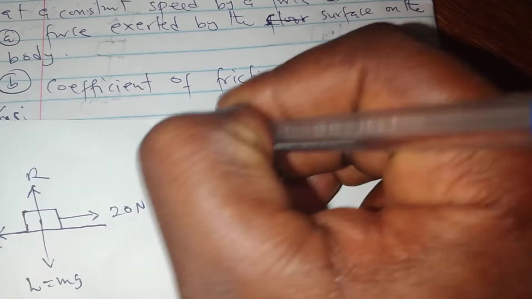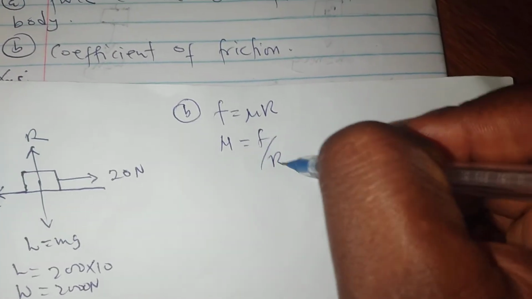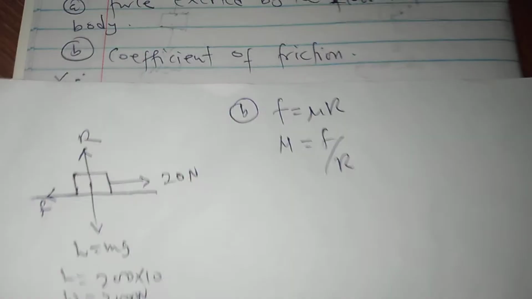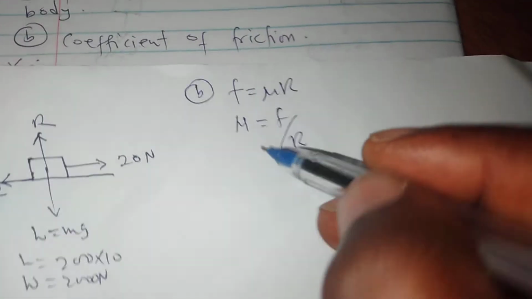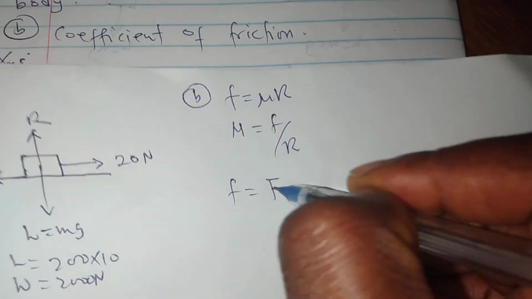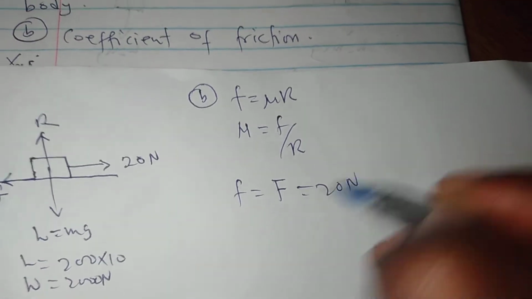Then in our next question, you have to calculate the coefficient of friction. We have already met our relation for the coefficient of friction, which is F equals mu R. The mu is the coefficient of friction, which is equal to F over R. Now we have already said that the forces on the left equal the forces on the right. So it means that the frictional force is equal to the force F, which is equal to 20 Newton.